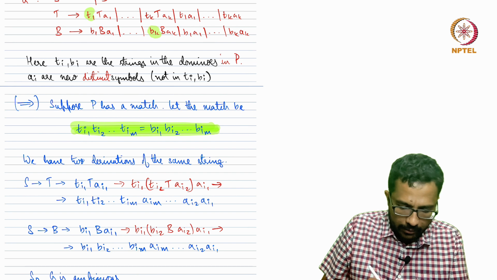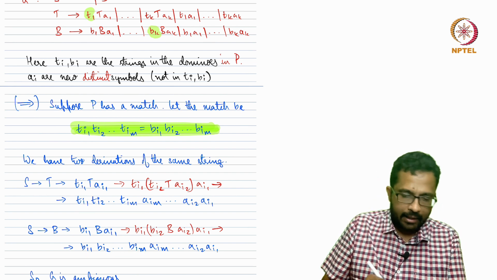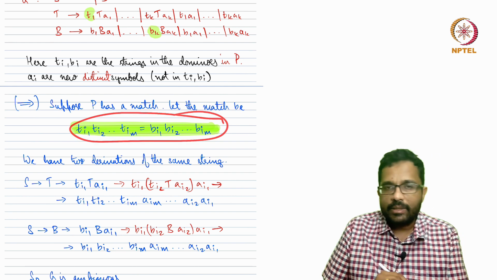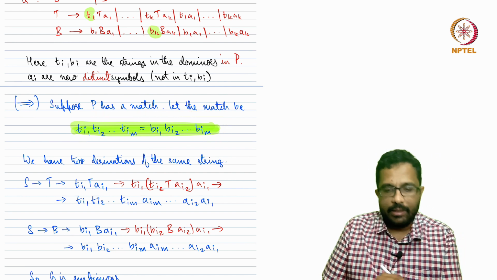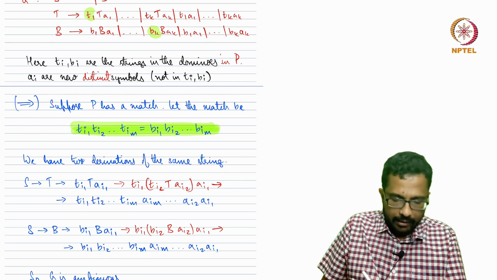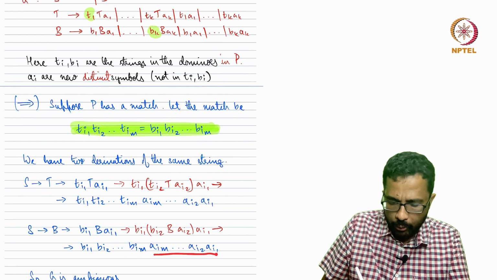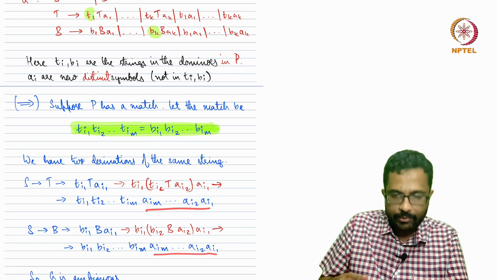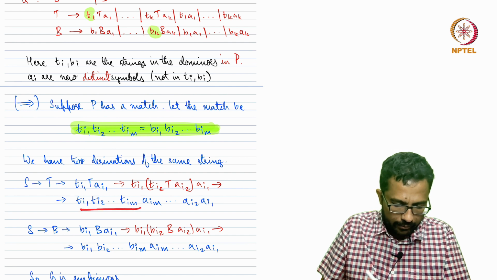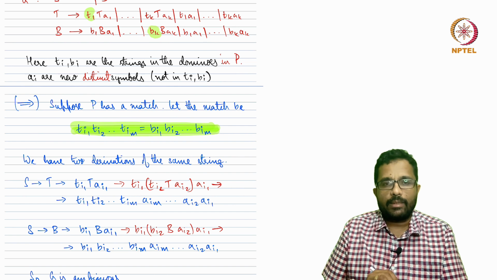Why is that? Because the first part, Ti1 up to Tim and Bi1 up to Bim, are the same because of the assumption that the PCP instance has a match. And the latter part is also the same because it's Aim up to Ai1 and Aim up to Ai1. This is literally, visibly the same, whereas for the first part we are using the fact that the PCP has a match.